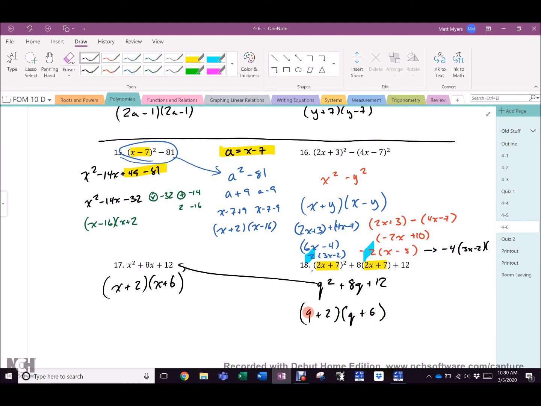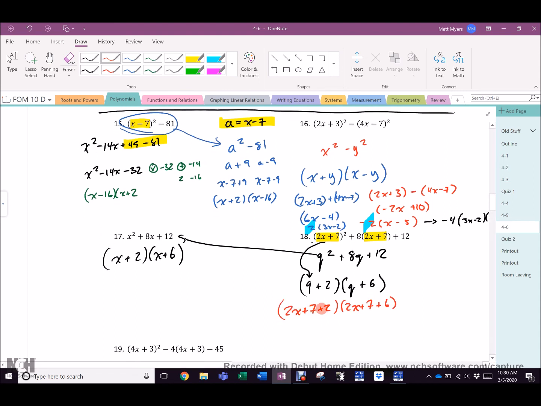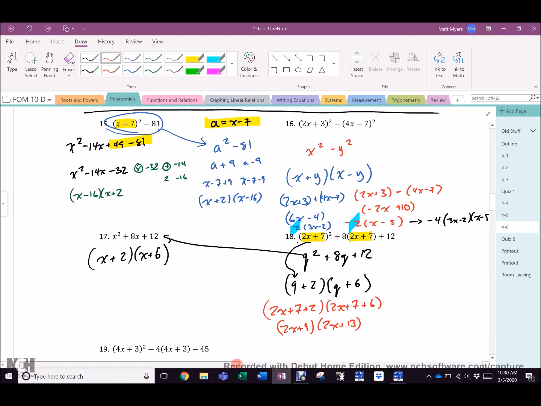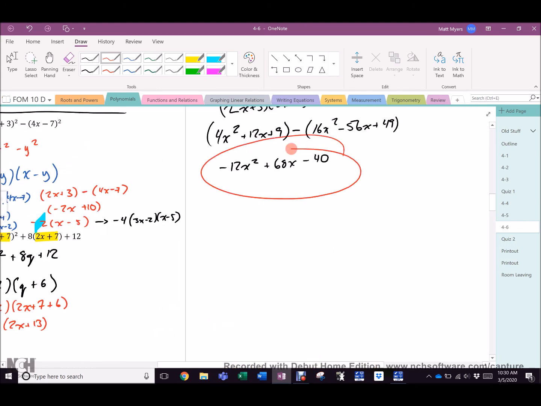Right? And isn't Q 2x plus 7? So doesn't that make this 2x plus 7 plus 2? And what does that make this one? What's 2x plus 7 plus 2? 2x plus 9. What's 2x plus 7 plus 6? 2x plus 13. And I'm done in 3 steps. If you want to expand and collect all your like terms and factor a trinomial that looks like that, expand or die.